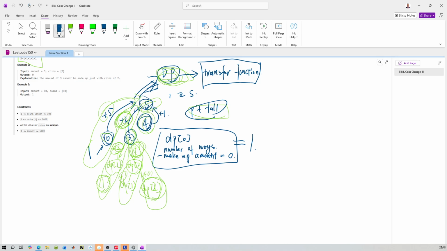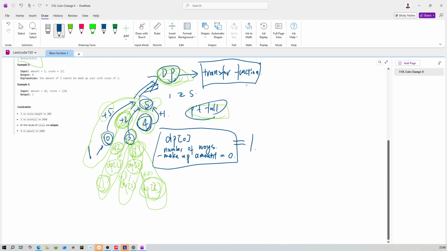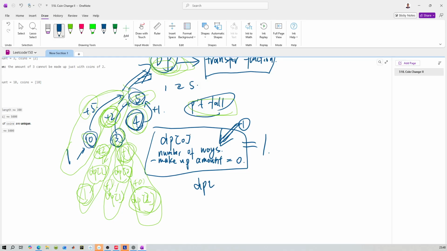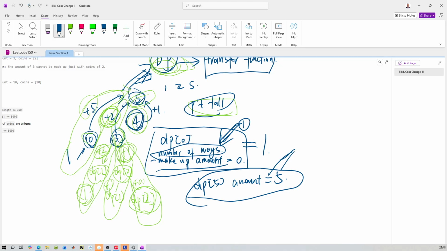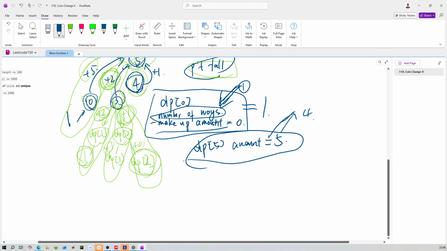The only tricky part is how to formulate this transfer function as a combination problem. And to solve the DP problem, we finished the first step of defining what the DP is. DP[5] would be just the number of ways to make up amount equals 5, right? We're calculating that in this case. From the example we know this is 4. And then next step, we write the transfer function.